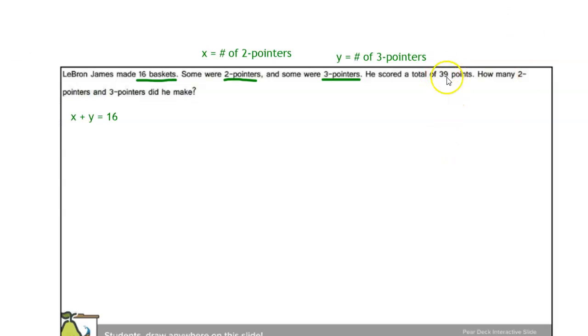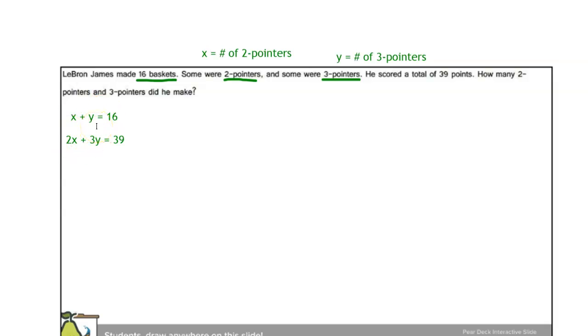He scored a total of 39 points, which means 39 is going to be equal to what happened when he did a 2-pointer. Well, each 2-pointer gives him, you guessed it, 2 points. And each 3-pointer, or y, gave him, you guessed it, 3 points. So 2x plus 3y is equal to 39. So now it asks us how many 2-pointers and 3-pointers did he make. Now we're no longer trying to do a multiple choice question. Now we're trying to solve this system of equations.